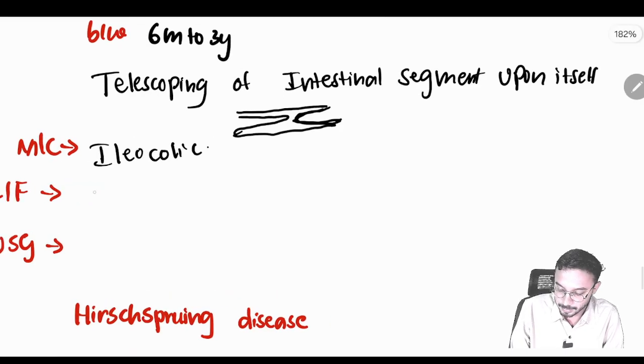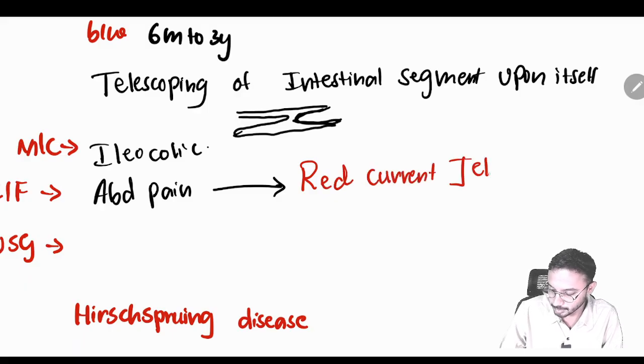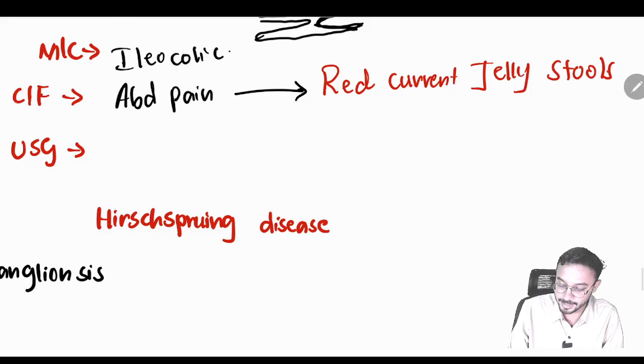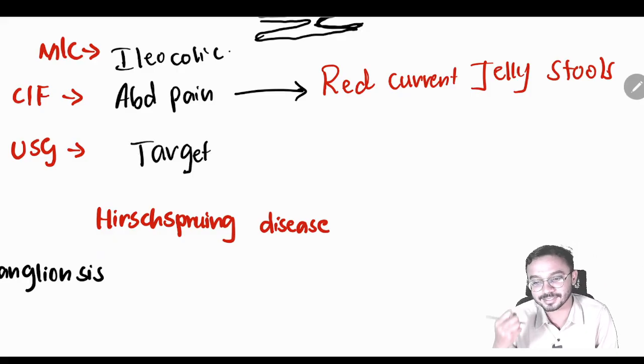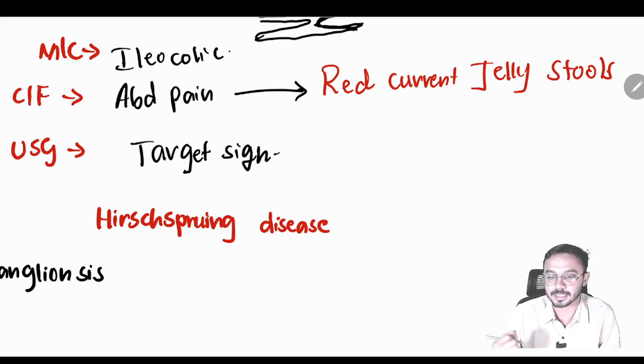Chief complaints: abdominal pain, red currant jelly stools. On USG, what will you find? Target sign. Signs are very important. Where do you find the string sign and all? The string sign you will find in CHPS, and all the signs are very important. So this is about intussusception.